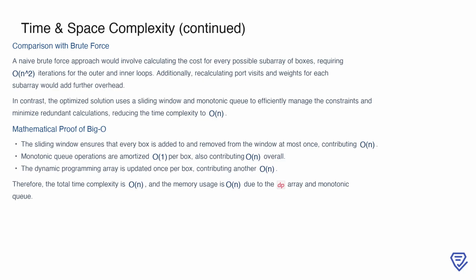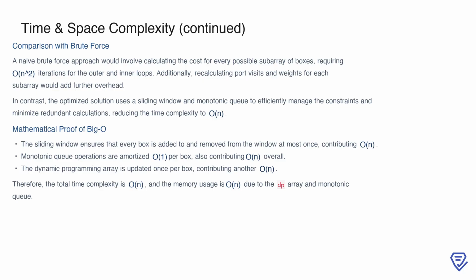In contrast, the optimized solution leverages a sliding window and monotonic queue to handle constraints efficiently and minimize redundant calculations. These techniques reduce the time complexity from O(n²) to O(n). Mathematically, we can prove this by noting that the sliding window ensures each box is added to and removed from the window at most once, contributing O(n).